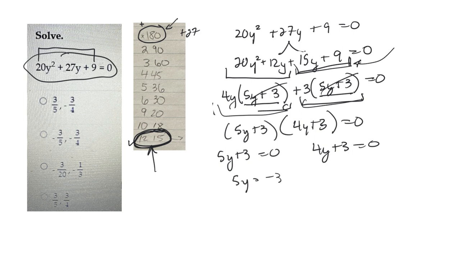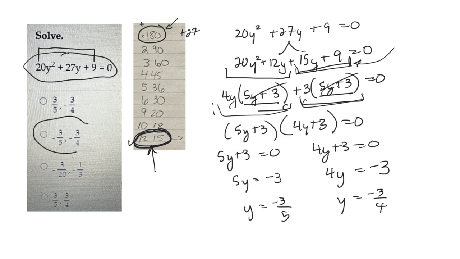5y, subtract 3 on both sides. Same thing here. And then divide by 5. So negative 3/5 and negative 3/4. Looks like it's that one right there. Okay, I hope that helps.